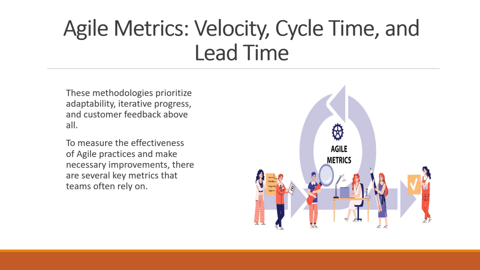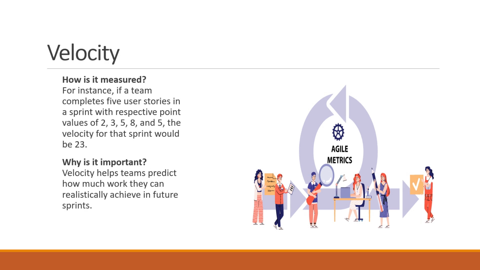Among these metrics are velocity, cycle time, and lead time. Understanding these metrics is essential for any agile practitioner aiming to improve their team's efficiency and deliver value to their customers. The first of these metrics is velocity.